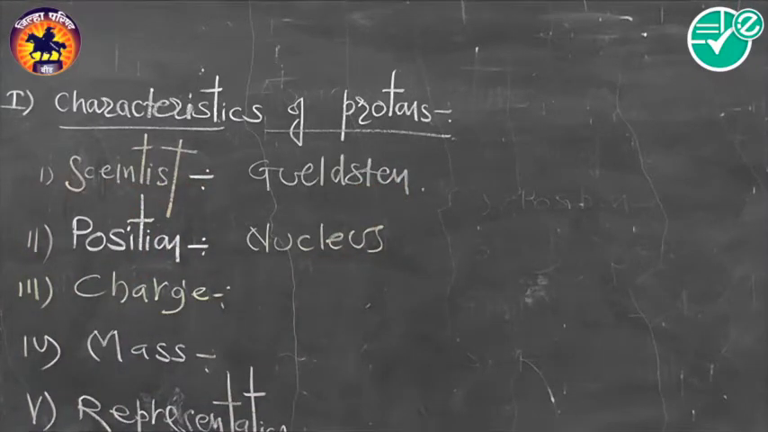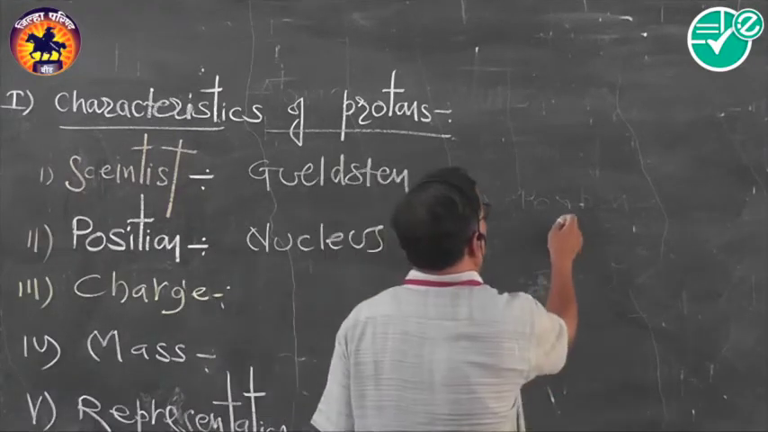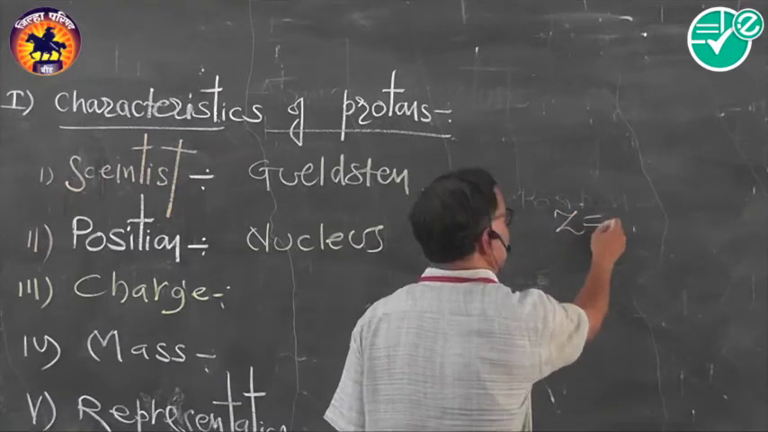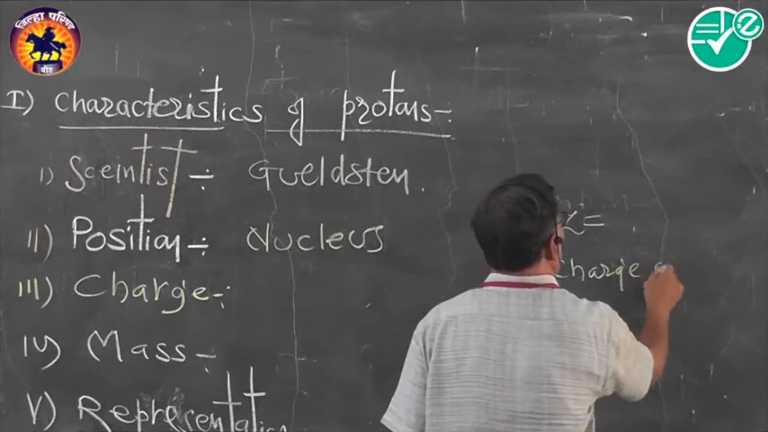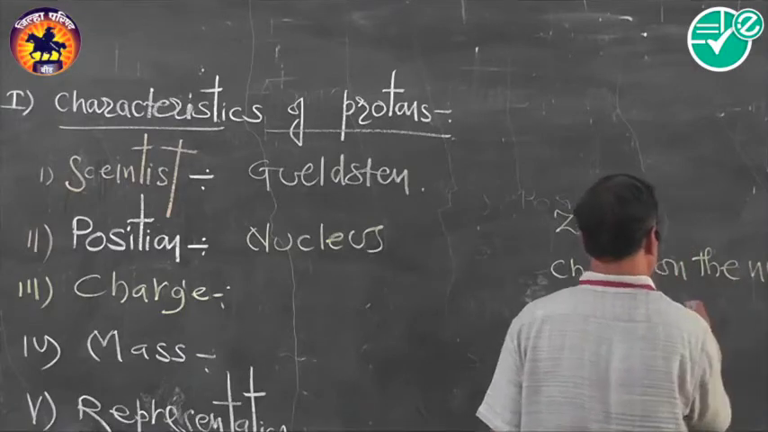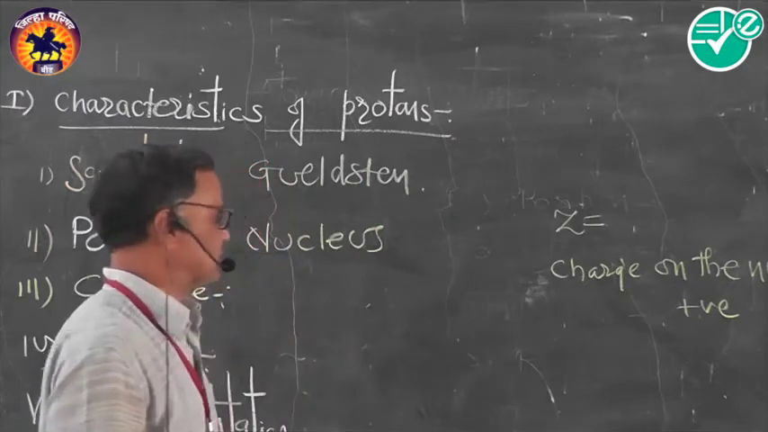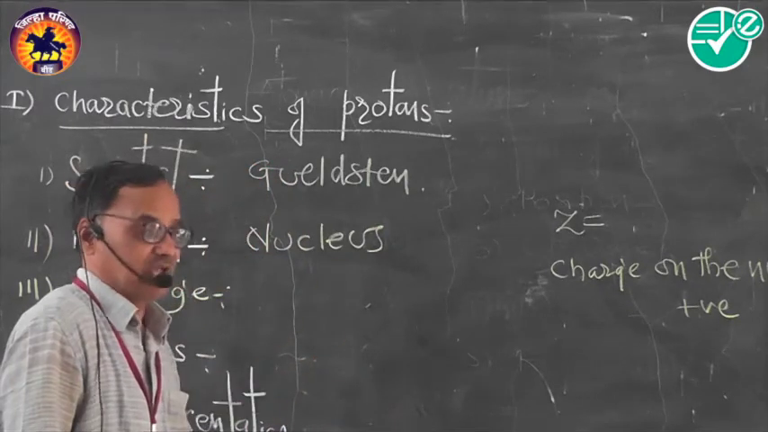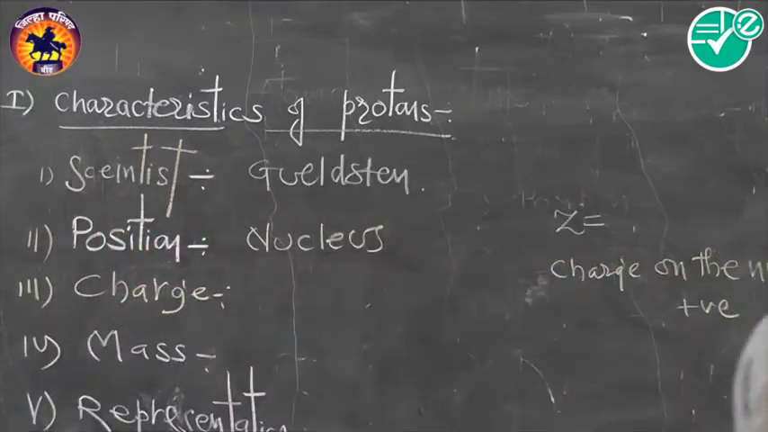This is the second point. What is the charge? Charge on proton, we know that atomic number is represented by Z. So charge on the nucleus is positive. We know that the charge on the nucleus is positive. It means that this positive charge is due to presence of proton in the nucleus of an atom. This is explained later on by the scientist Rutherford.